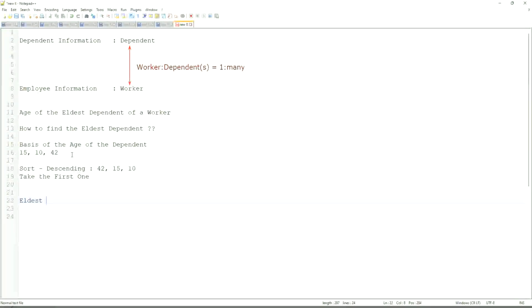If somebody has only one dependent age 35, will our logic work in that case as well? We sort descending. So it will be 35. Take the first one: 35. Right, so our logic works. If there are multiple, even more.